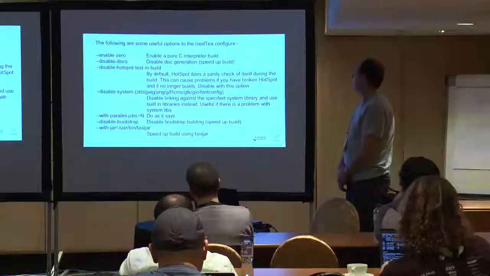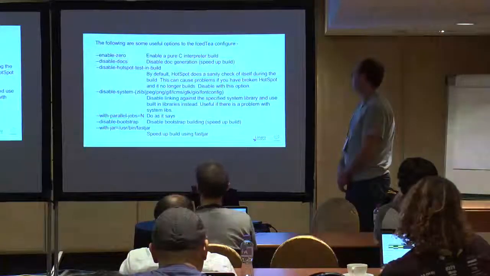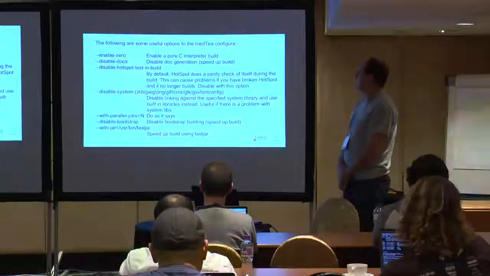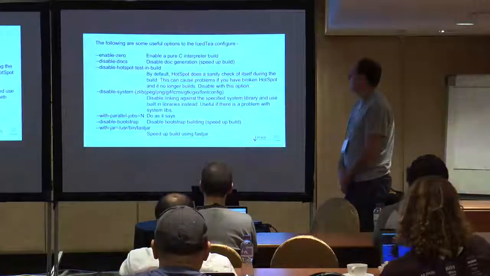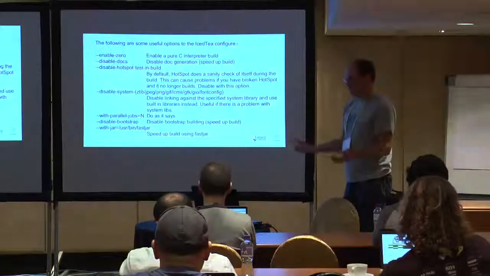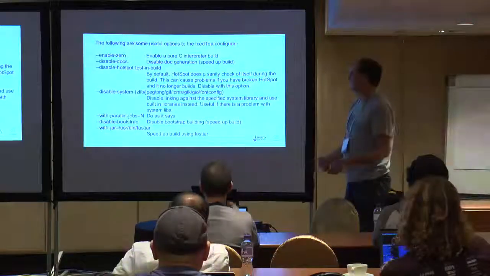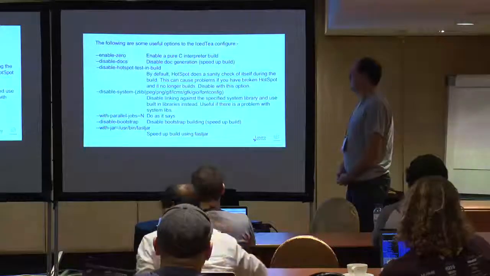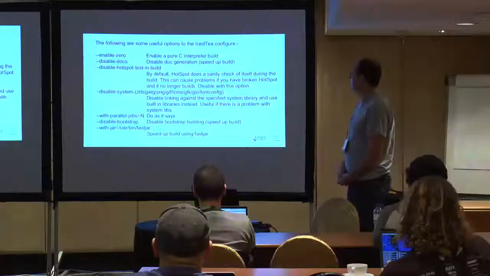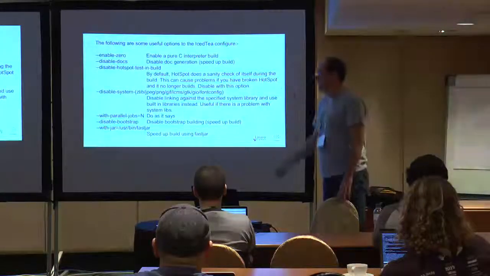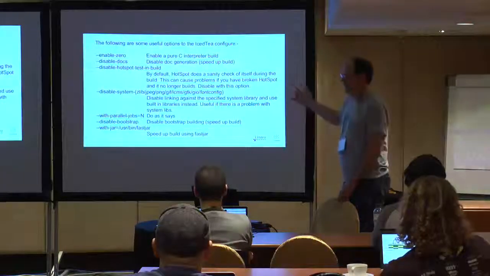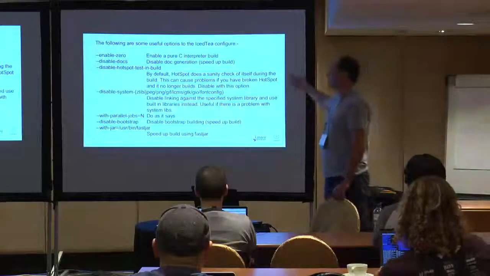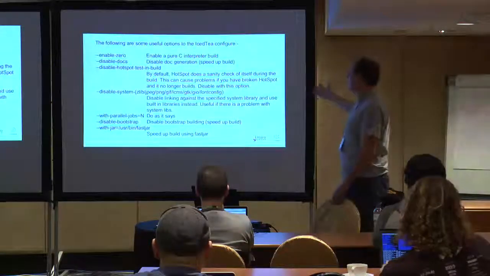Lots of options to configure, both in IcedTea and OpenJDK. So here are some more useful ones. Enable zero enables the pure C++ interpreter. So that's useful if you've broken the JIT, you need to go back to build the C++ interpreter so that you can bootstrap again. Disable docs, just don't generate the documentation, speeds up the build. Disable hotspot testing in build. By default, Hotspot does a self-test during the build, and sometimes if you're working on broken things, that can cause the build to fall over, and you can no longer build it, so just turn it off with that.